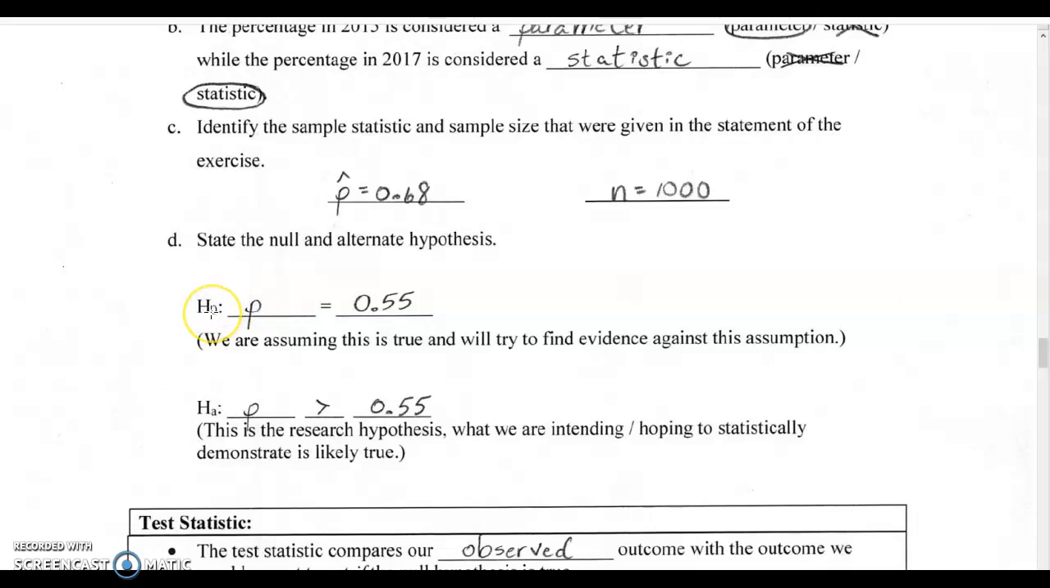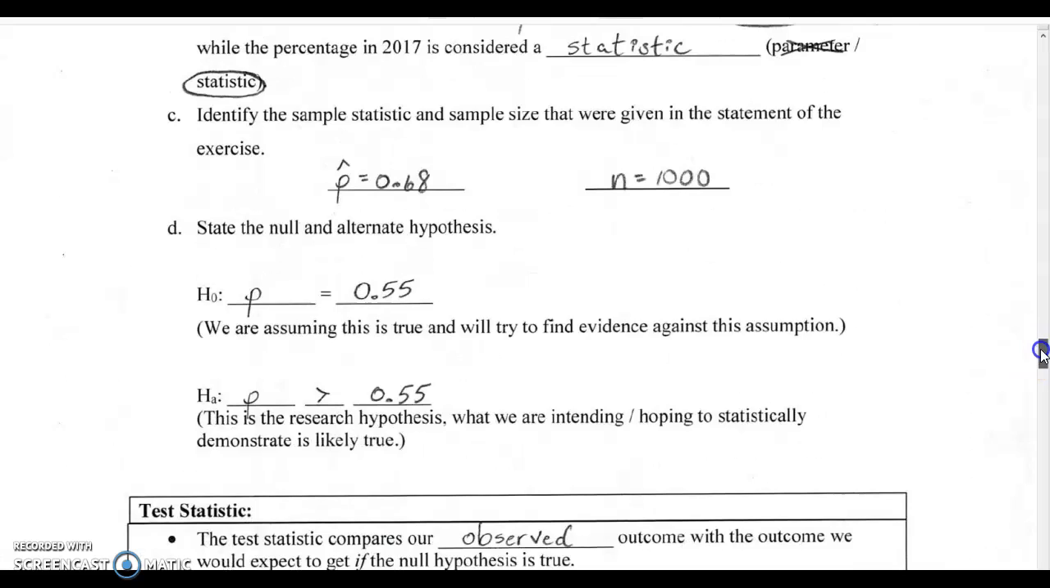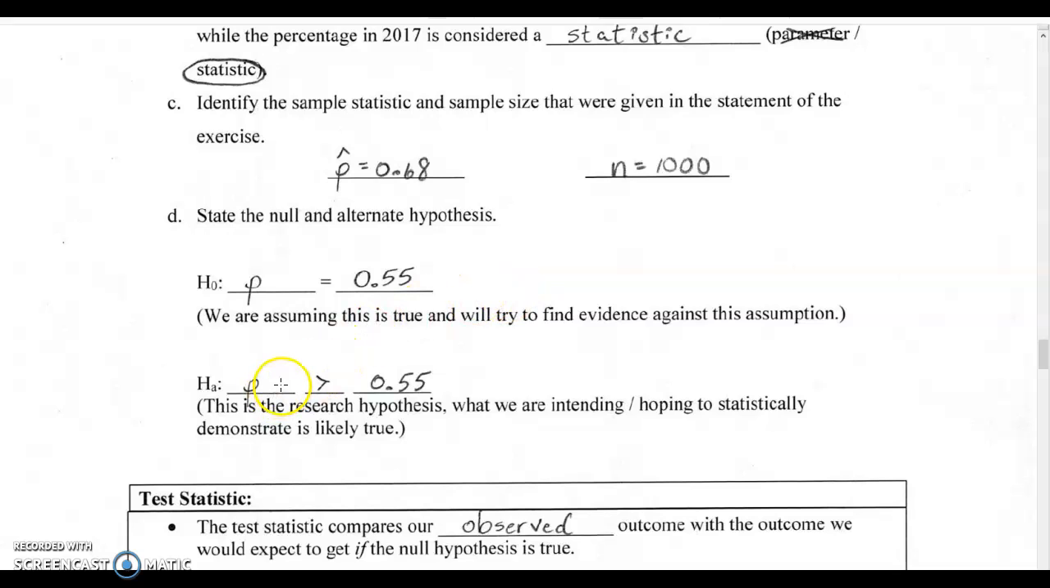So for the null hypothesis, H naught, we always write P equals something. So we're assuming that P equals 0.55, that's 55%, from our information back in 2015. We assume that's the truth. Then we want to set an alternative hypothesis. We want to know if all Americans' thought process has changed on this, and it's up to 68% or somewhere around there. The alternative then is we want to see if it's increased. So in other words, is P now greater than 0.55? That's the research hypothesis. That's what we're intending to try to statistically demonstrate is likely true.